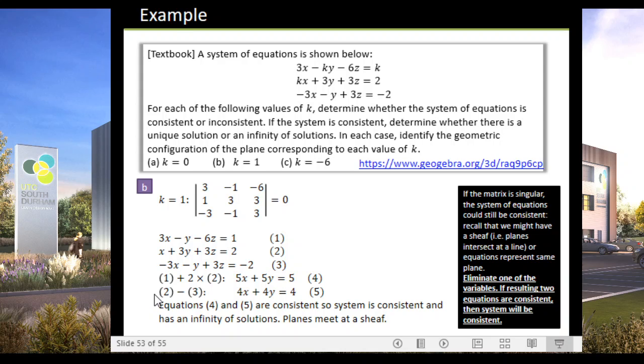Eliminate z from equations 2 and 3, that's fine. I've always said 1 and 3, but you can eliminate z from 2 and 3 as well. That gives you 2 minus 3, which gives you 4x plus 4y equals 5. You can see that these two are both the line x plus y equals 1. So equations 4 and 5 are consistent, so the system is consistent, it has solutions and has an infinity of solutions, and all those solutions are on one line, x plus y equals 1, therefore the planes meet at a sheaf. Let's have a look at what that looks like in GeoGebra.